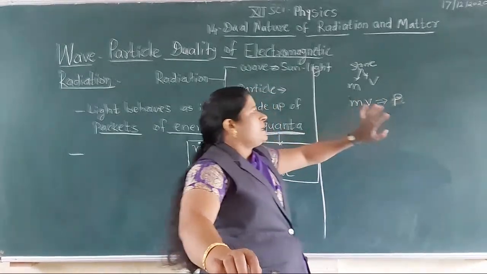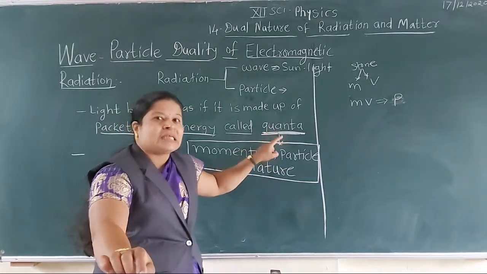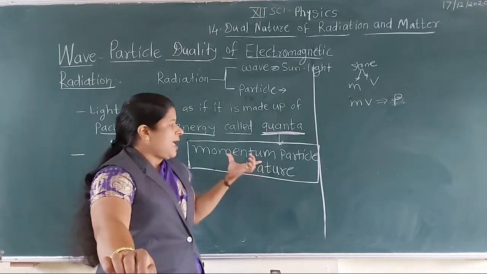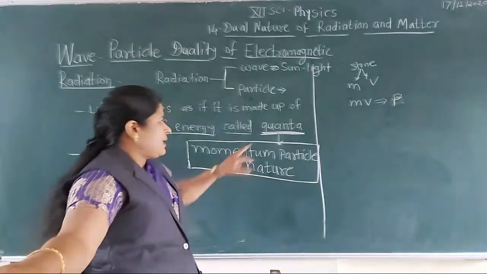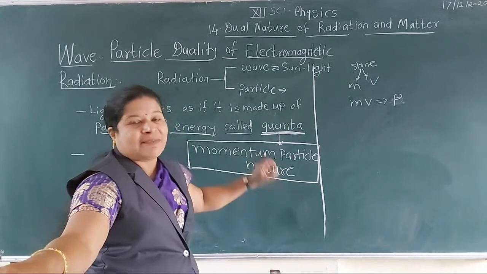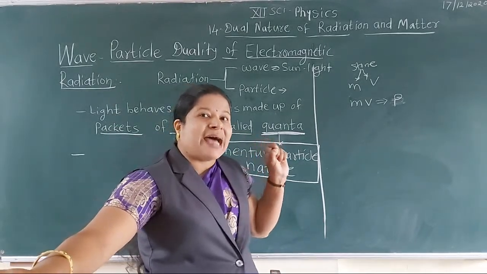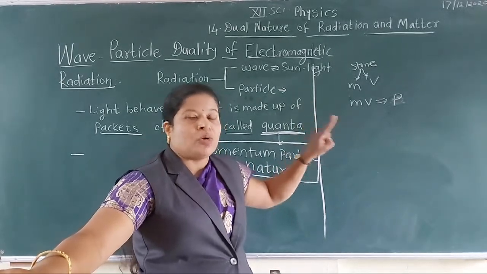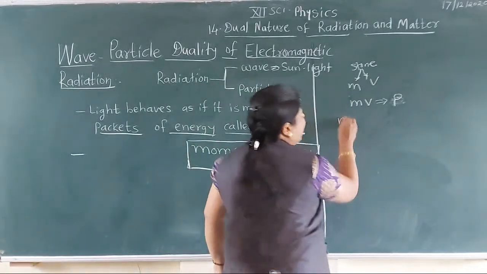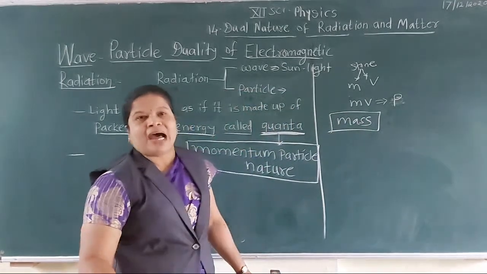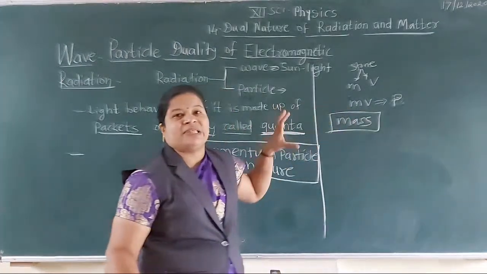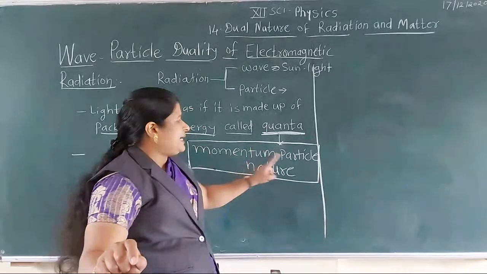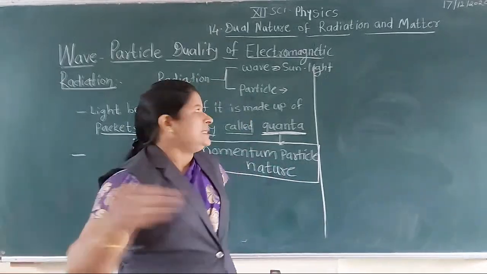Listen carefully, students. Since light quanta means a bunch of particles, and those particles have momentum in nature, this concept was confirmed. Light quanta, the smallest particle of light, has momentum, that means that particle has mass and velocity also. The important point is the particle has mass, and if a particle has mass, it is matter. So this concept, momentum particle nature, was confirmed by the scientist Compton.